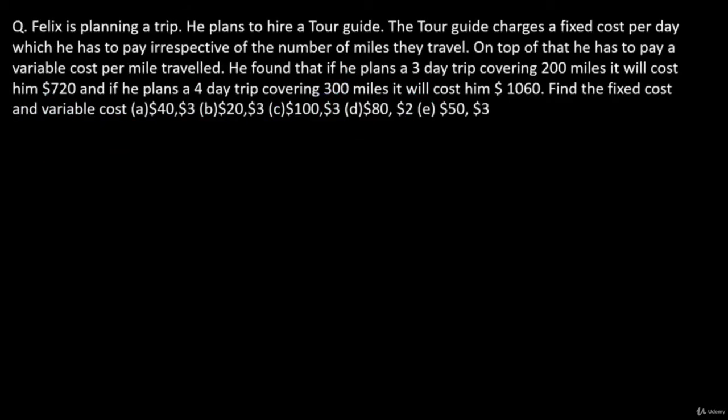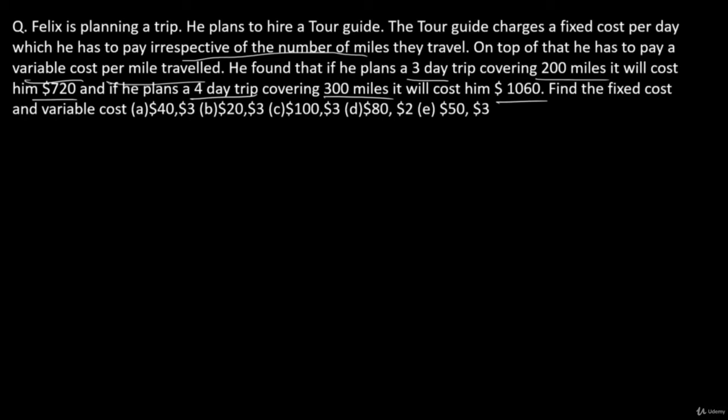Let's do this question. Felix is planning a trip. He plans to hire a tour guide. The tour guide charges a fixed cost per day, which he has to pay irrespective of the number of miles they travel. On top of that, he has to pay a variable cost per mile traveled. He found that if he plans a 3-day trip covering 200 miles, it will cost him $720. And if he plans a 4-day trip covering 300 miles, it will cost him $1,060. Find the fixed and variable cost. Alright, pause the video, give it a try, and then let's do it together.